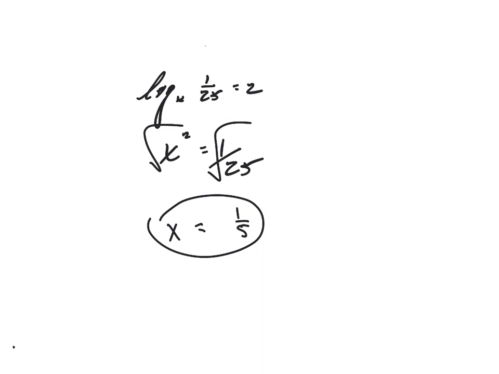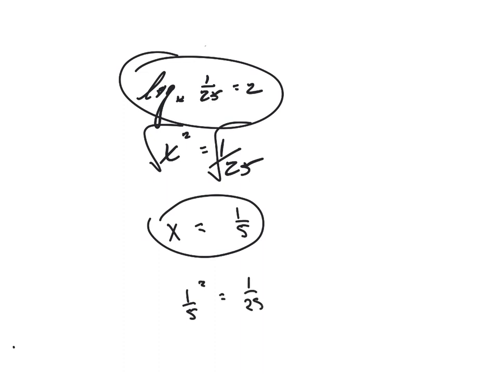So if we were to write this in exponential form, it would be 1/5 squared equals 1 over 25. So 1/5, which is our x, squared equals 1 over 25. Is that a true statement? 1 times 1 is 1. 5 times 5 is 25.